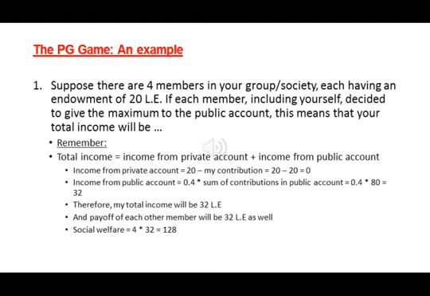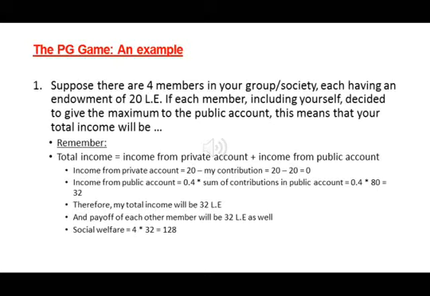Suppose again that there are 4 members in a society or in a group, okay? According to our instructions, each is having an endowment of £20. If each member, including yourself, decided to give the maximum to the public account, this means that your total income will be... let's see the steps in order to reach the answer to this question.